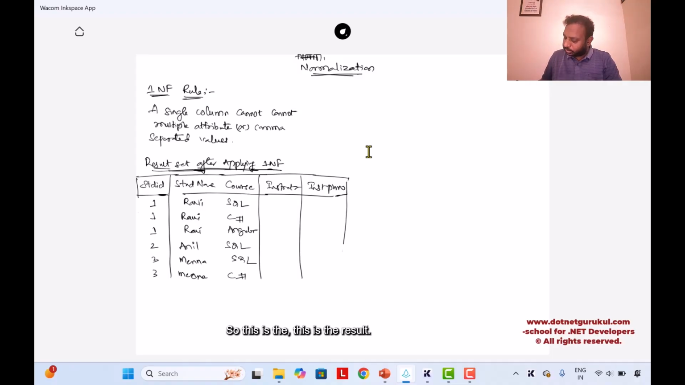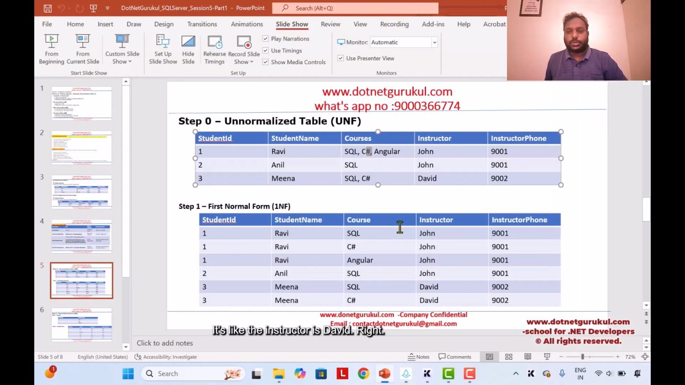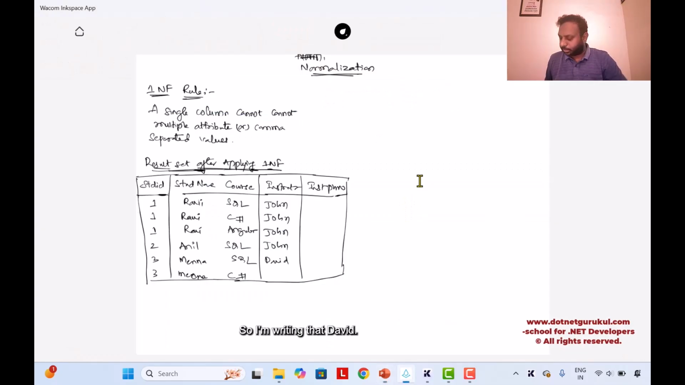So this is the result set one. This is the result set you got after applying this particular rule of no comma separated values, right? So keep that in mind. John, John, John, okay, John, and here David, right? Here the instructor is David, so I'm writing that particular David. Okay, 9001, 9001 here, 9001 here, 9001, 9002, 9002.